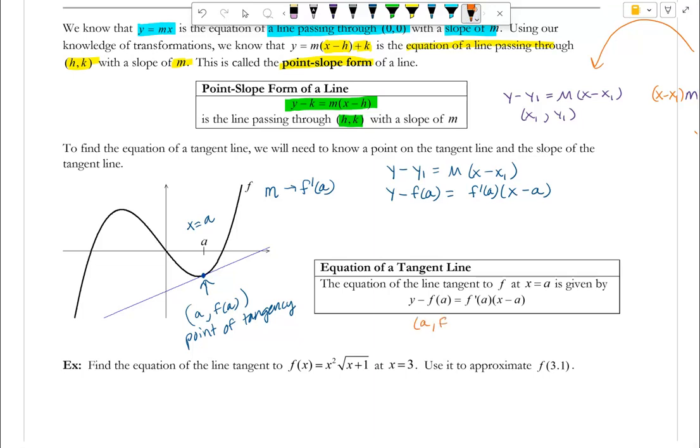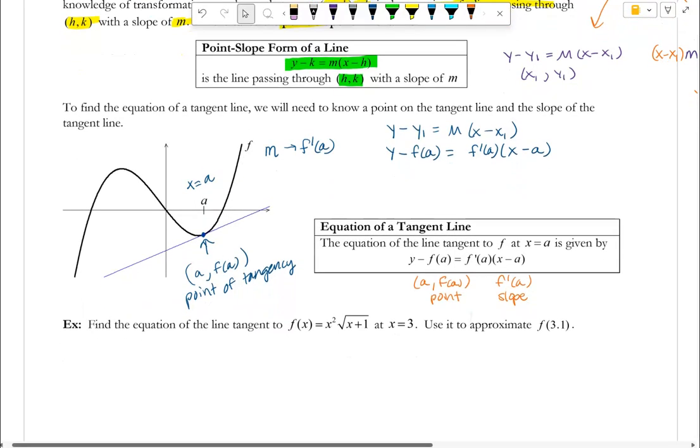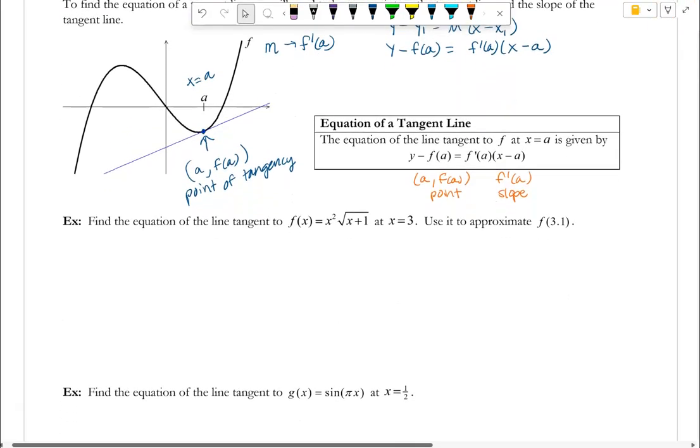Where (a, f of a) is our point, and f prime of a, our derivative at that particular value, is our slope. So let's look at this first example. We're asked to find the equation of the line tangent to f at x equals 3, and then we're going to use that to approximate f of 3.1.